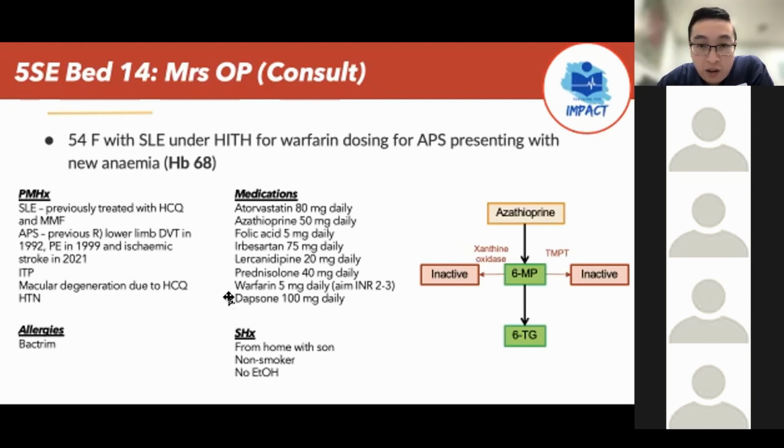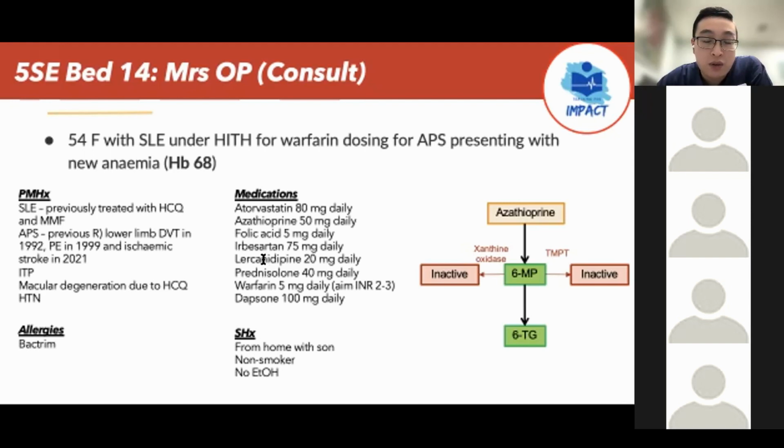Now, before I move on, dapsone. I talked about dapsone, I think, in a previous talk as well. Why might this patient be on dapsone? Can someone hazard a guess? PJP prophylaxis, good. Because if you look at the allergies, the patient is allergic to Bactrim. And indeed, 30% of patients with SLE are allergic to Bactrim. And so often we need to resort to second-line PJP prophylaxis, dapsone, if we're putting patients on high-dose prednisolone for more than 2 weeks.